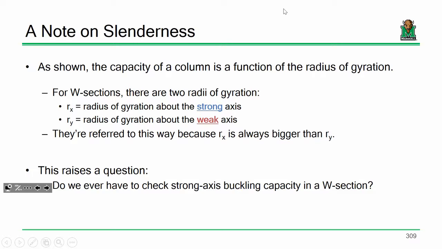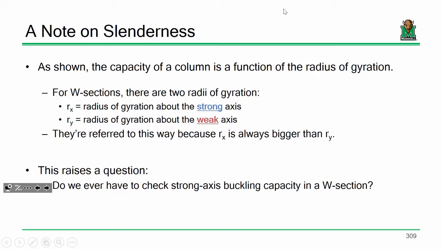Let me talk about this slenderness issue, because this is really important. Okay. For W sections, there are two radii of gyration. I want you to open just the W shapes. I'm having you all flip back and forth like crazy. Now, if you remember, there's rx and there's ry for W shapes. And if you remember when we did tension members and we were looking at W shapes, we always used ry, right? And we always used ry because rx was always bigger. Remember, that's why we called them the strong axis versus the weak axis. Now, I'm saying that's the case for W sections. For something else, that might not be the case. But does everybody remember that?